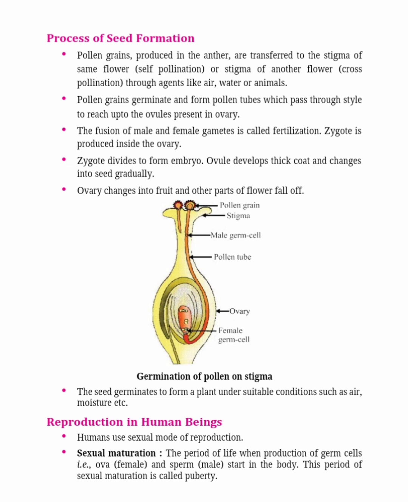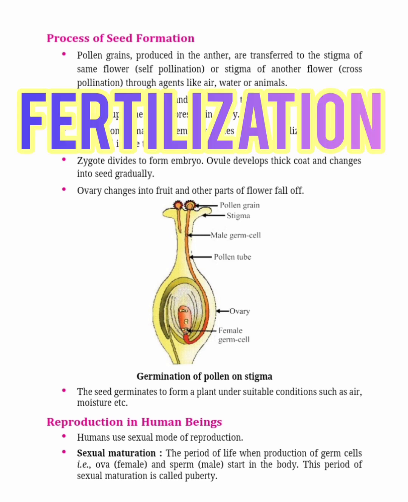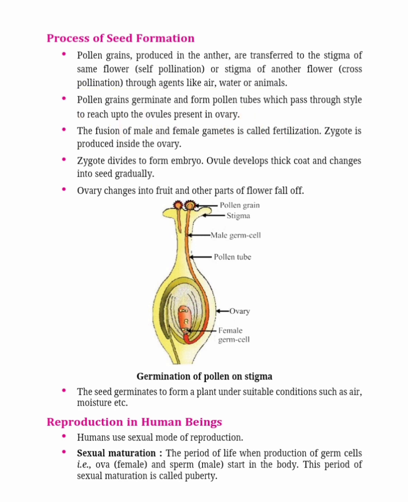The fusion of male and female gametes is called fertilization. What happens afterwards? The male germ cell will go and fuse with the female gamete. That is called fertilization. Zygote is produced inside the ovary, as we already know. After fertilization, the zygote forms, and the zygote divides to form the embryo.